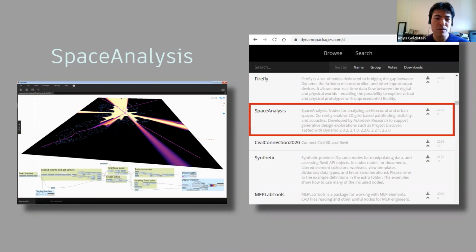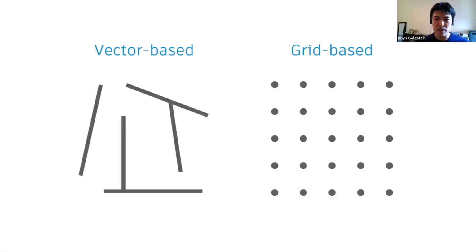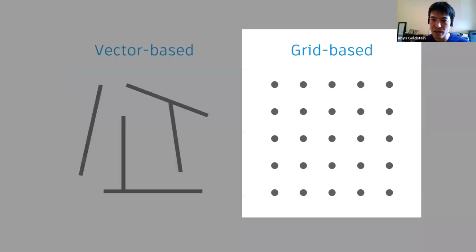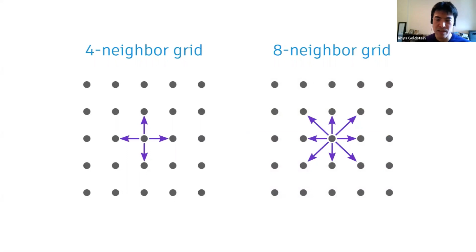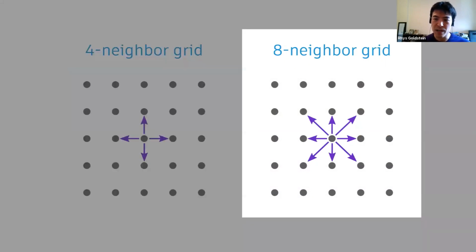Now, one of the notable aspects of SpaceAnalysis is that it uses one representation for all analyses. And so we had to choose what representation to use. Broadly speaking, there's two types, and we chose to use a grid-based representation. And there's different types of grids, the 4 neighbor grids, for example, or 8 neighbor grids. We chose the 8 neighbor grids where each point is connected to at most 8 of its nearest neighbors.